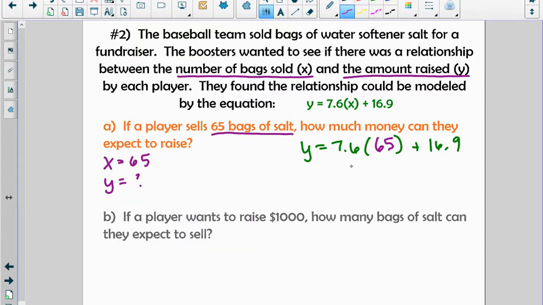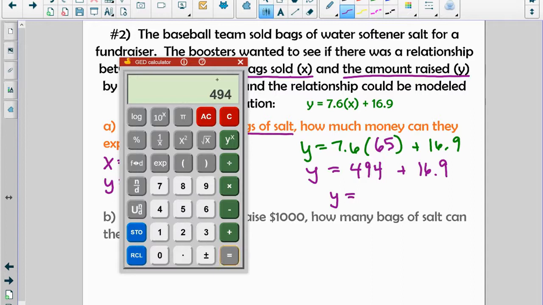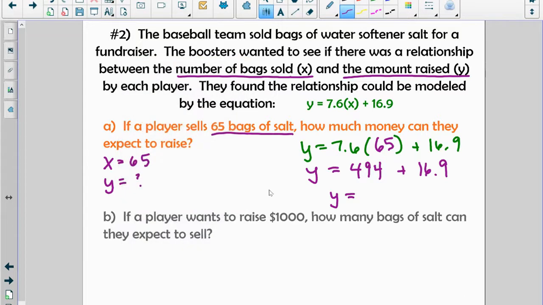Well, that's not my final answer. I still have to add the 16.9 to get a total. So 494 plus 16.9 is 510.9. Now, that's the answer to the equation that we saw. 510.9 is the value for y.